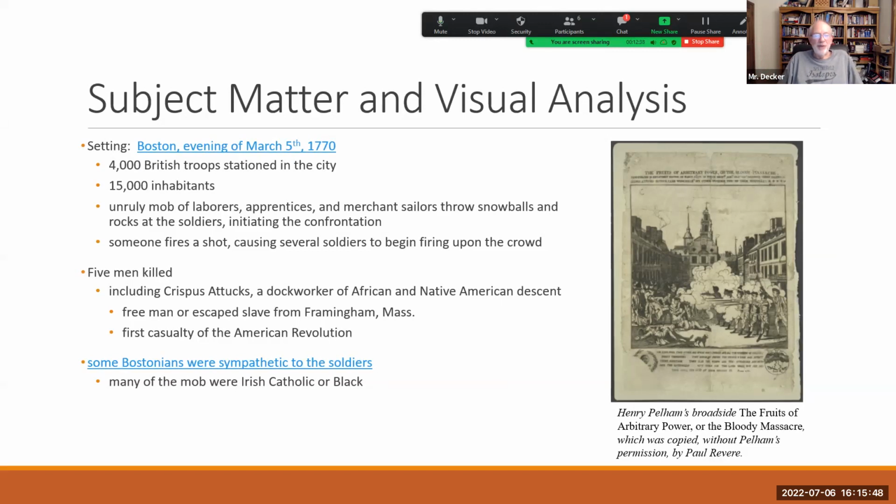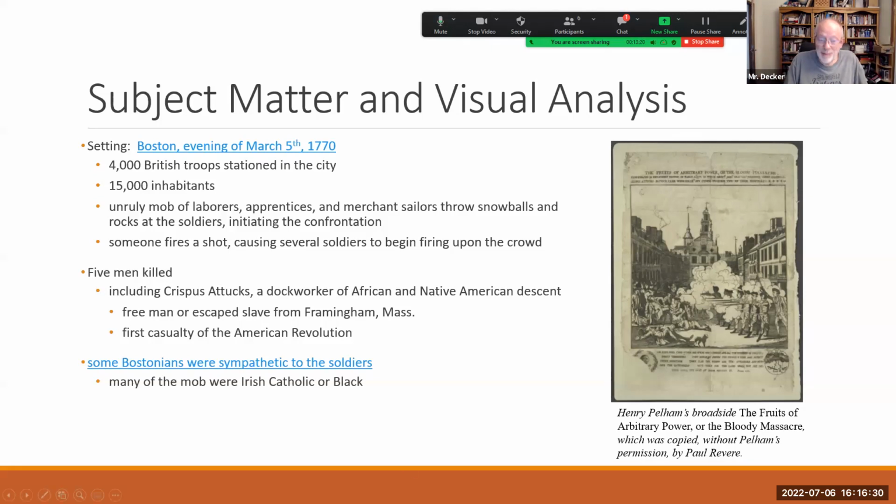Initiating the confrontation, someone fires a shot. One site thinks that one of the soldiers fell down and his gun went off accidentally. We don't really know. Someone fires a shot, causing several soldiers to begin firing upon the crowd. Like they heard a shot, they're supposed to start shooting. Five men are killed, including Crispus Attucks, a dock worker of African and Native American descent. He was either a free man or an escaped slave from Framingham, Massachusetts. We don't really know. He's credited with being the first casualty of the American Revolution.